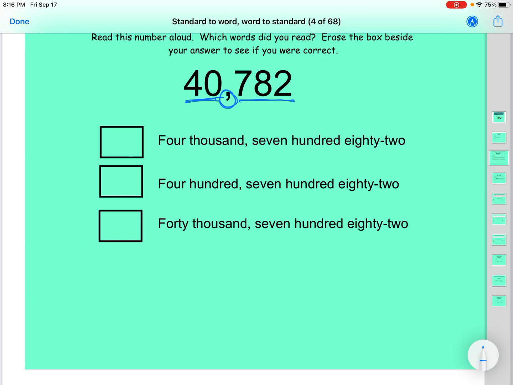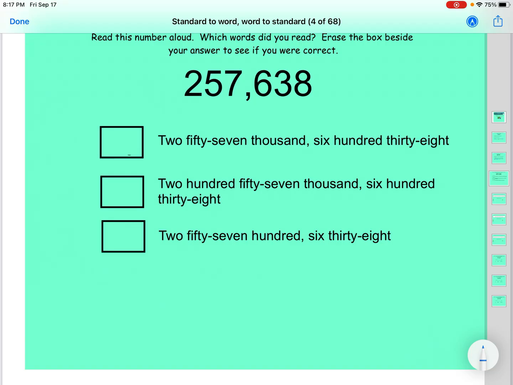All right, so let's look at our choices. Choice 1 says 4,782. Choice 2 says 400,782. And choice 3 says 40,782. Which one matches? Choice 1, 2, or 3? Say your answer. If you said choice 3, you are absolutely right. 40,782 is the correct word name.